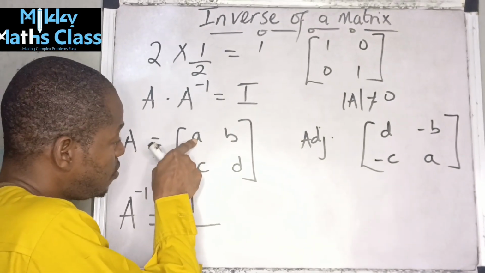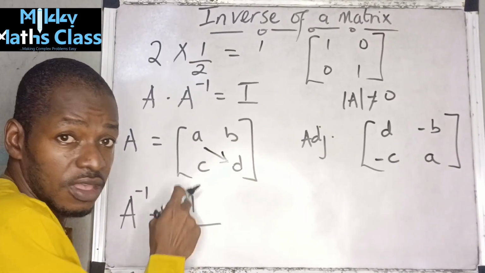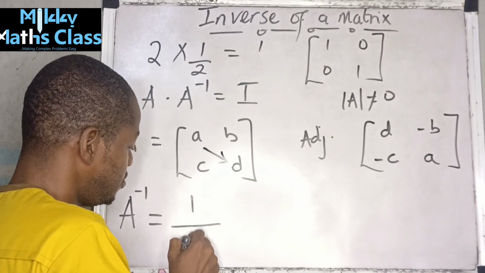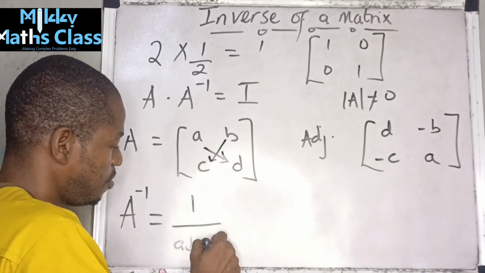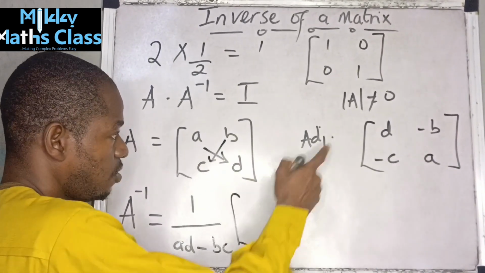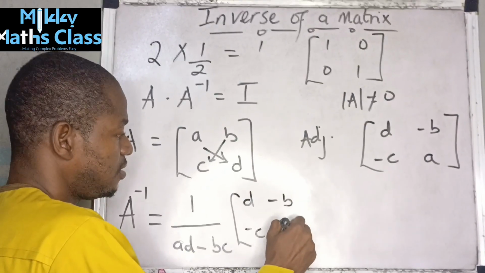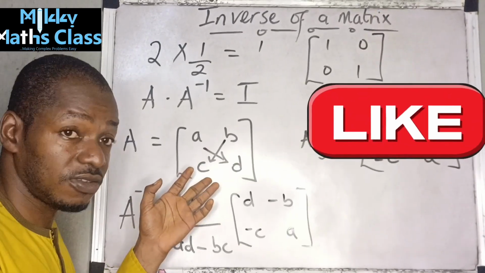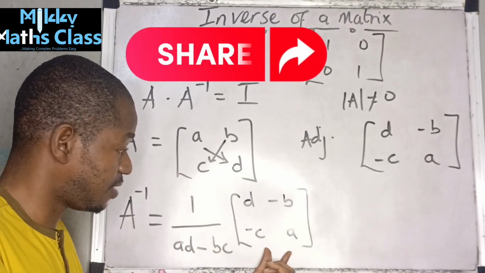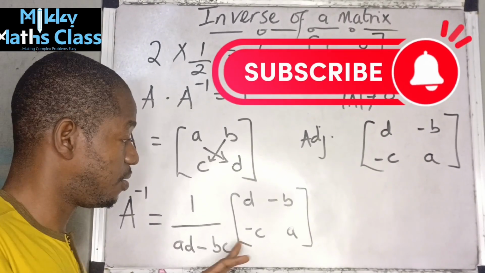So the determinant of this is A times D. Remember how we did it in the previous videos? A times D, that's AD minus B times C, BC. So this is D, negative B, negative C, and A. So the inverse of this matrix is the adjoint divided by the determinant of the matrix.